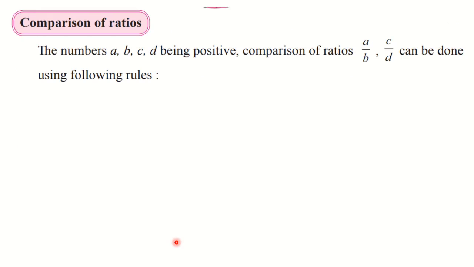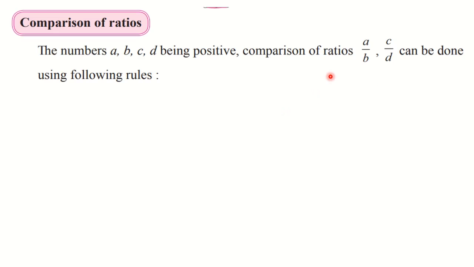So now we are going to see comparison of ratios. Here we are taking two ratios, and for that we require 4 numbers. So we take the numbers as A, B, C, D, and we consider that all these numbers are positive. Here, when we write these 4 numbers in the form of two ratios, A upon B and C upon D, the comparison of these two ratios can be done by using the given rules.